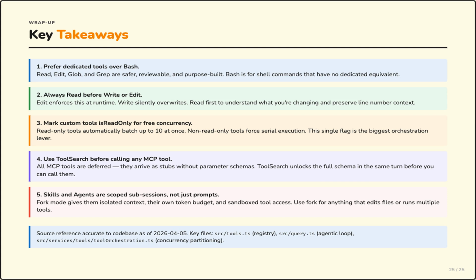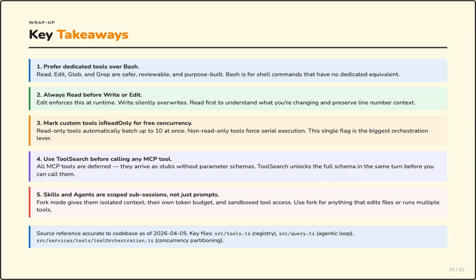Third, mark custom tools as read-only to get free concurrency. It's the single most impactful flag for performance. Fourth, use tool search before calling any MCP tool. All MCP tools arrive as stubs. Tool search unlocks their full schema in the same turn, so you can call them immediately after.